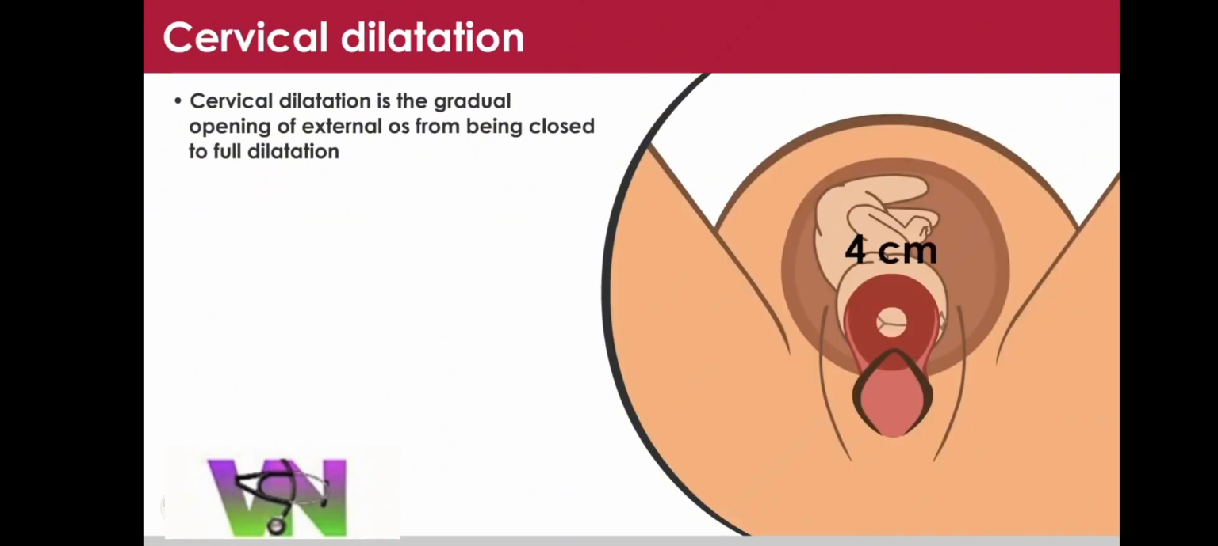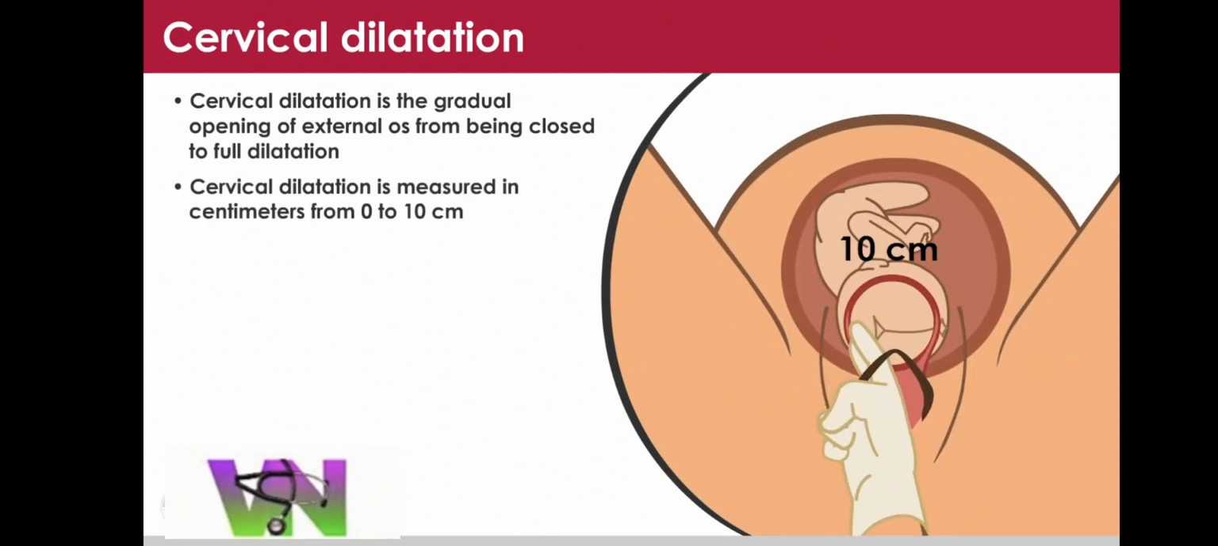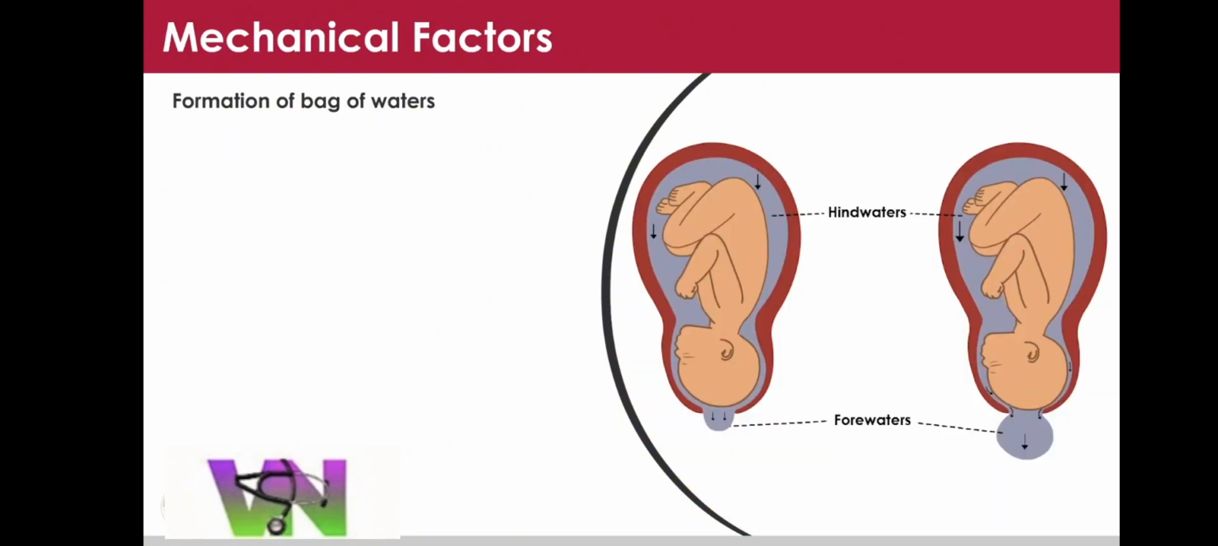Cervical dilatation. Cervical dilatation is the gradual opening of the external os from being closed to full dilatation. Cervical dilatation is measured in centimeters from 0 to 10.